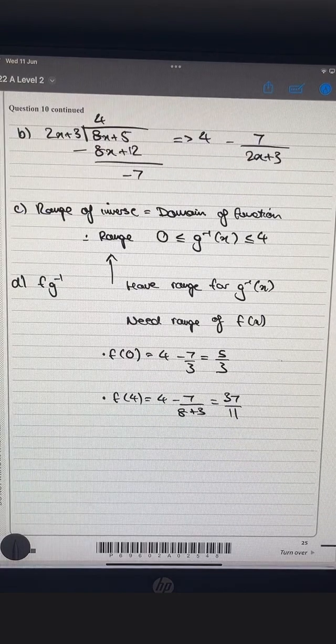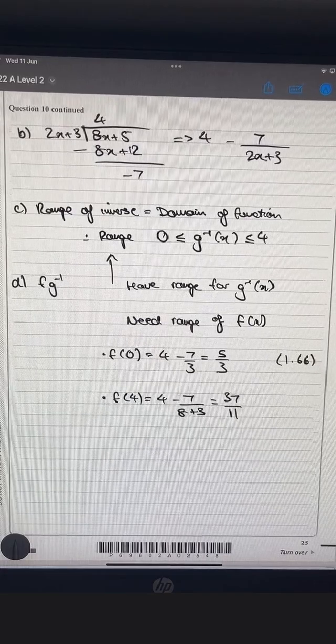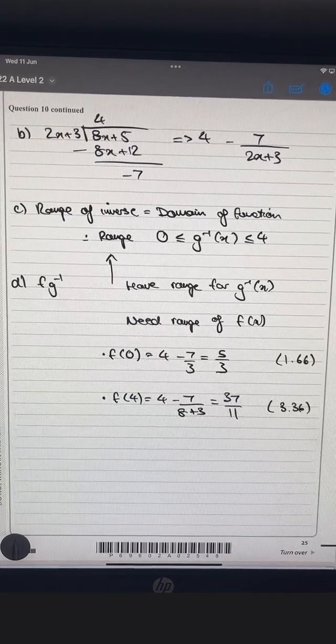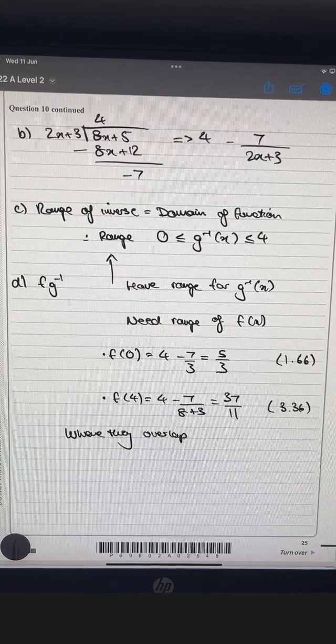So I'm just going to make a note of these fractions as decimals just for my reference here in brackets. So now I need to find where they overlap, right? I need to find where this overlaps with the range up here. Well, the overlap is just these values, right? Because 1.66 is greater than the lower bound 0, and 3.36 is less than the upper bound 4. So I found the range of inverse of g. I'm finding the range of f, and I need to find where those ranges overlap. Kind of like a simultaneous inequality, right? You need to find where both conditions are satisfied.